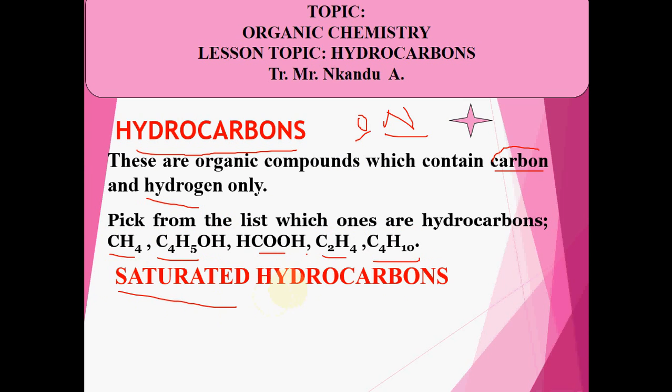What are they? With saturated hydrocarbons, we're simply saying we have hydrocarbons which have single bonds between carbon atoms. So when I have these carbon atoms, throughout the molecule I should see a single bond linking the two or more carbon atoms. If you have such an arrangement throughout the molecule, we call it a saturated hydrocarbon.